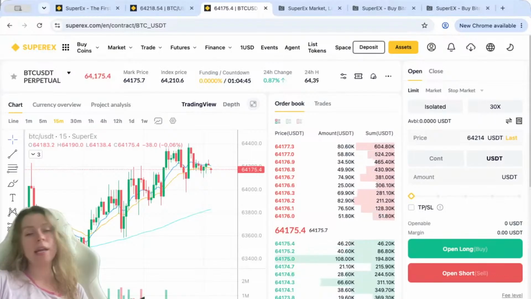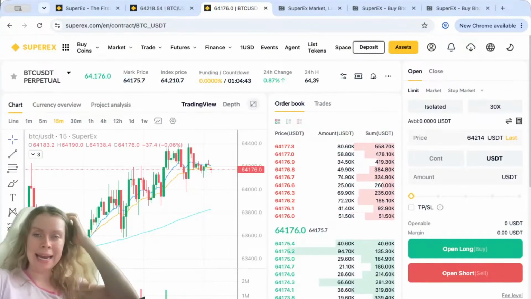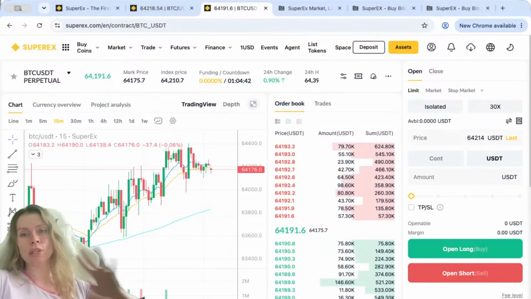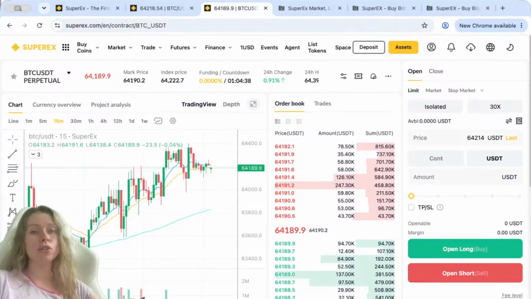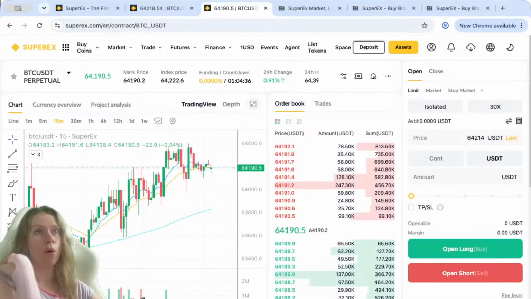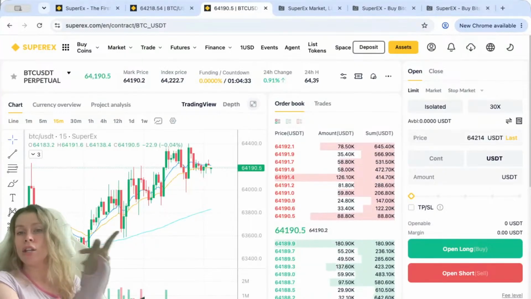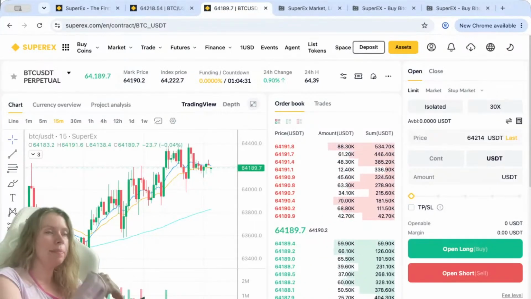Then we have funding and countdown. So every 8 hours, longs pay shorts or vice versa, depending on the funding rate. And then you'll see the timer counting down. We've got the 24-hour change, high, low, turnover. It's pretty standard, okay?